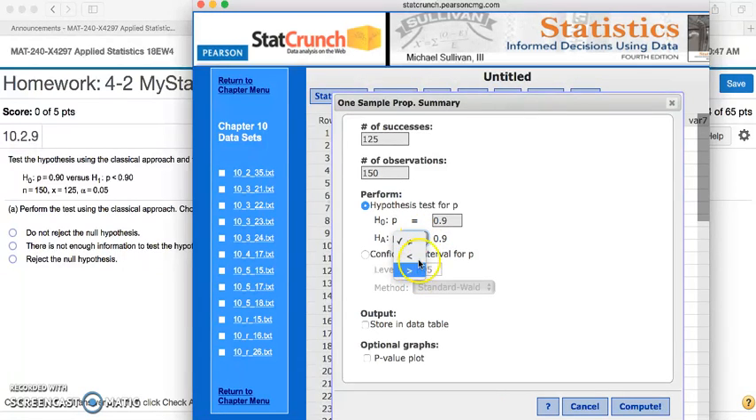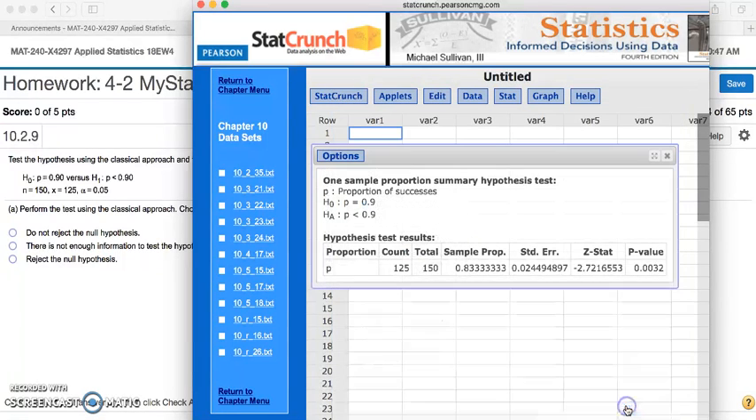You just have to make sure you select the right comparison. It's either does not equal, less than, or greater than. The problem here was less than 0.9. Once you've done that, you're going to click compute. This will give you a lot of statistics. As I said in my announcement, I do recommend that you go through and calculate these manually once just to understand. However, there's a lot of room for error or mistakes, and you can't do it in StatCrunch. That's why I'm showing you how to do it in StatCrunch.